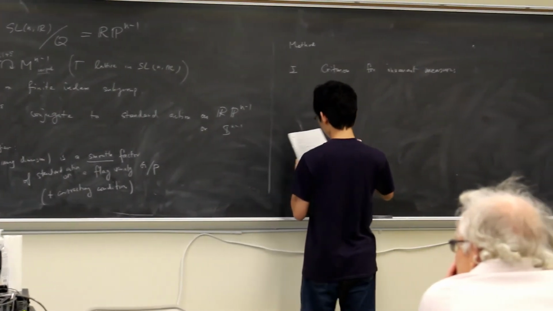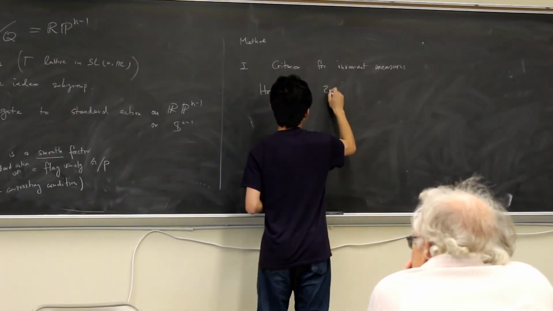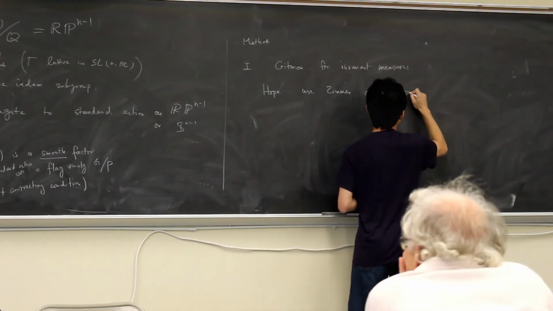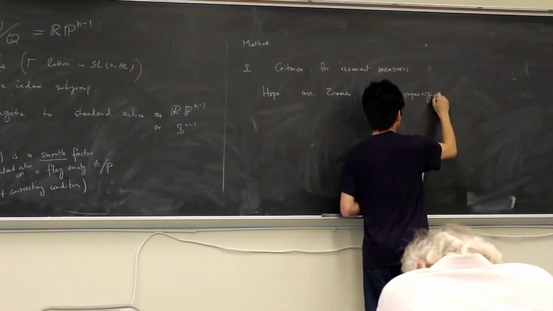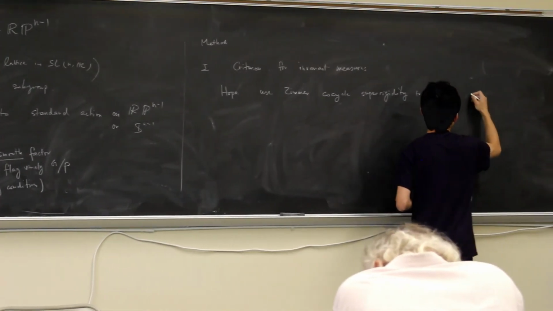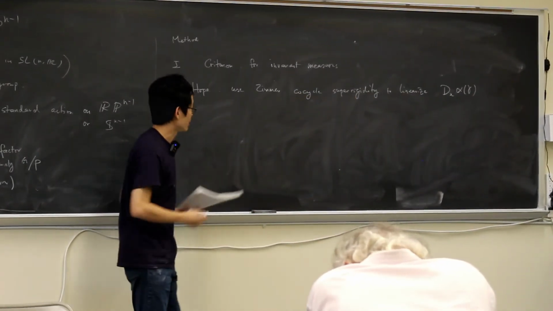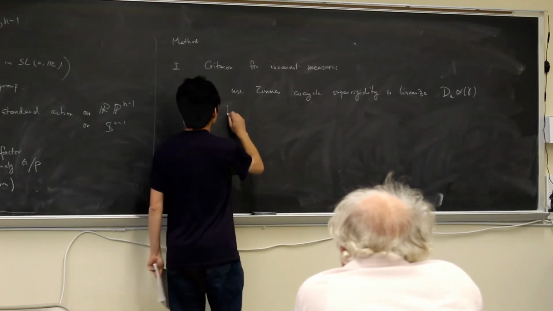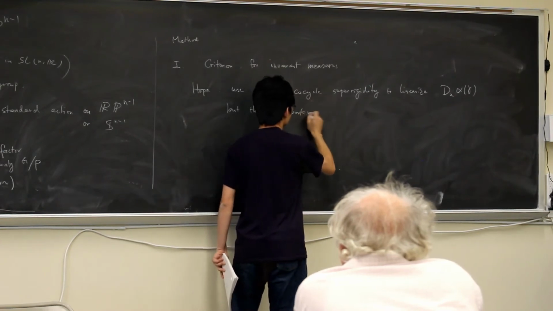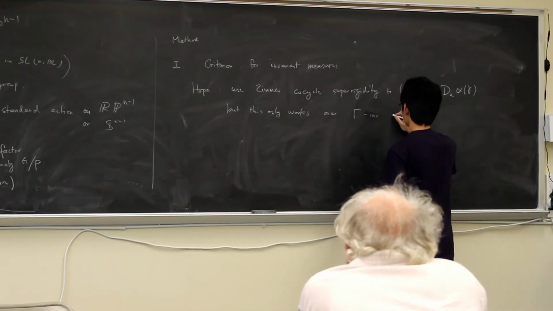So, hope to use Zimmer cocycle superrigidity to linearize the derivative, then you know how it acts locally. But this only works over gamma invariant measures.